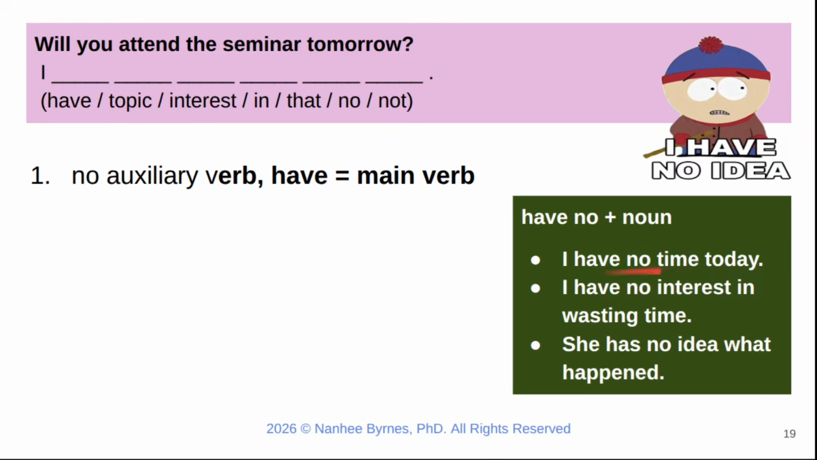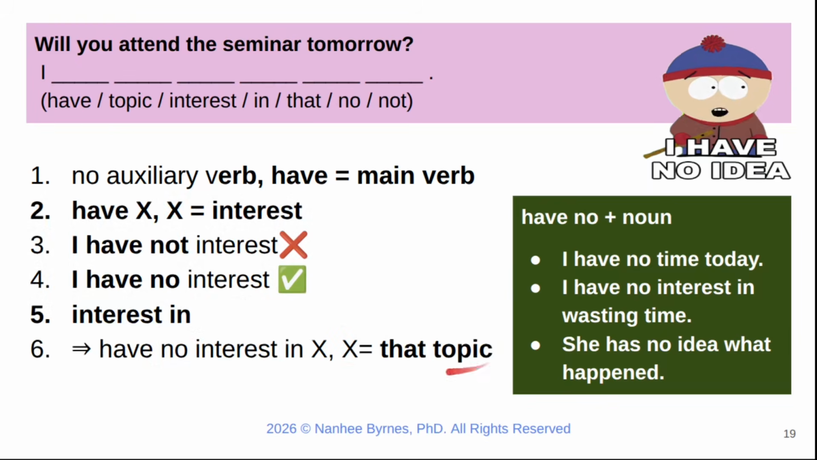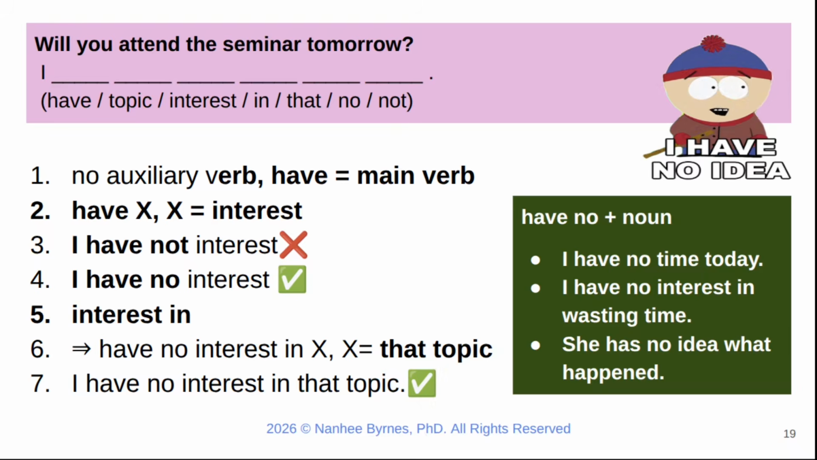I have no time today. I have no interest in wasting time. She has no idea what happened. Also, "interest in" is a fixed expression, so "in" must follow "interest." This gives us "have no interest in." The word "topic" is a singular countable noun, so it needs a determiner. We use "that" as the determiner, making "that topic," which is the object of the preposition "in." Putting it all together, correct sentence: I have no interest in that topic.